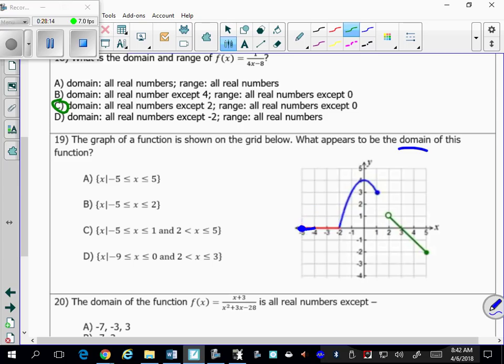Squish this green part over to the x-axis. So there's an open circle at 2. Bring it all up to the x-axis. Bring this up to the x-axis, and there's a closed circle at 5.